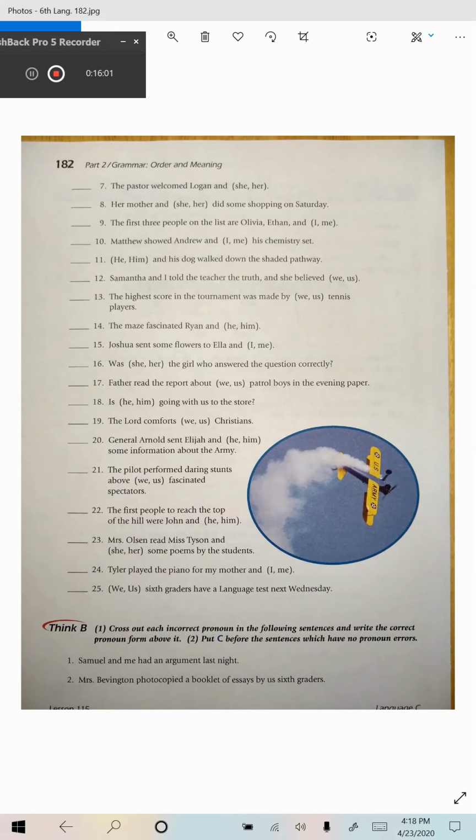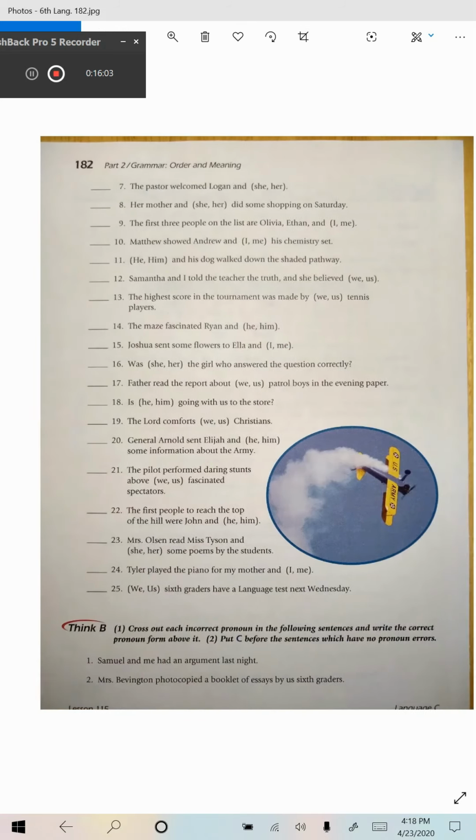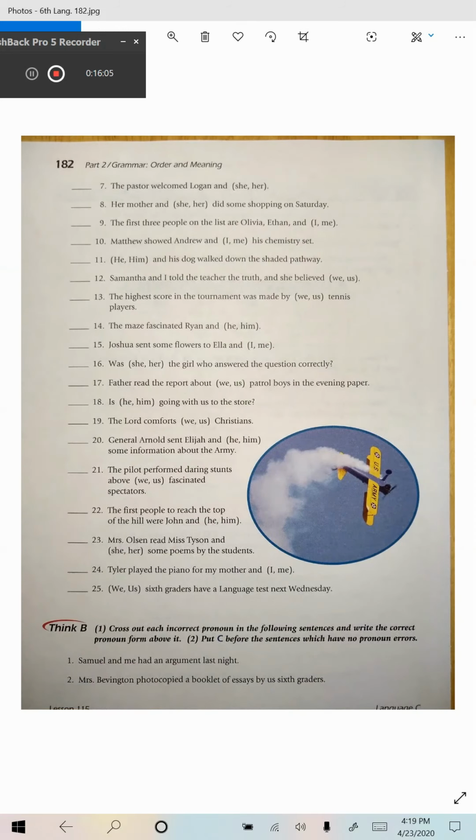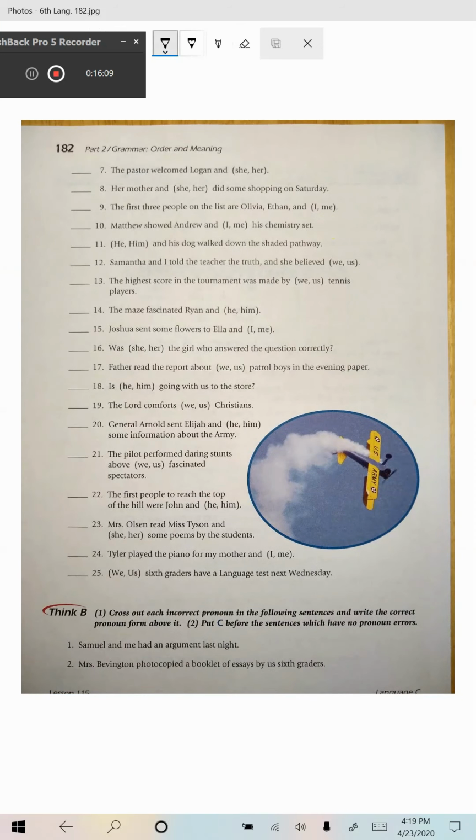I think we're just continuing what we did on the previous page. We are. All right. So I'm going to keep doing this for 2 more minutes and then I'm quitting. The pastor welcomed Logan and her or she. Well, the pastor welcomed her. You can hear it. Pastor's the subject. Welcomed the verb. He welcomed 2 people. So they're both a direct object and use objective case.